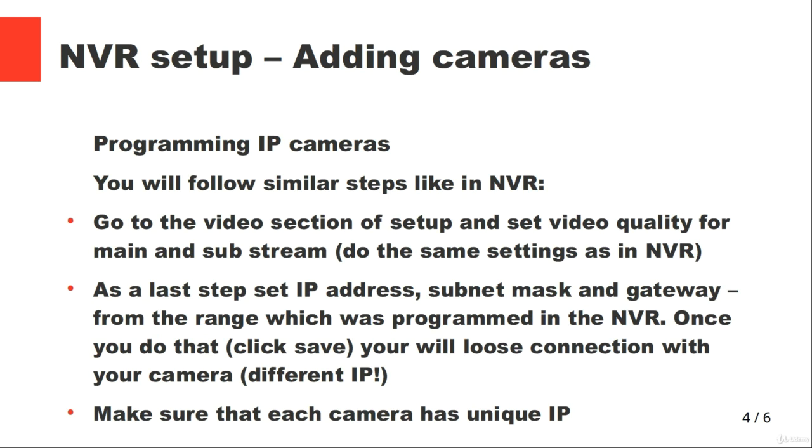Make sure that you have the same settings as in NVR, so you don't go higher than NVR, because NVR will not be able to process that. As the last step, you set up IP address, subnet mask and gateway from the range which was programmed in the NVR. Once you do that and you click save, you will lose connection with the camera because your IP has changed. And make sure that each camera has its own unique IP.